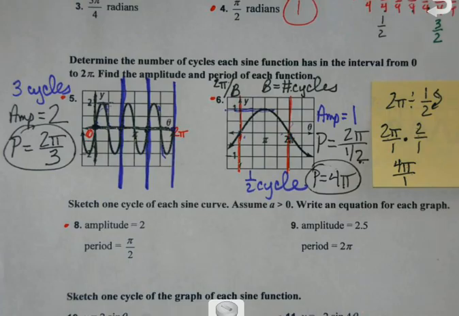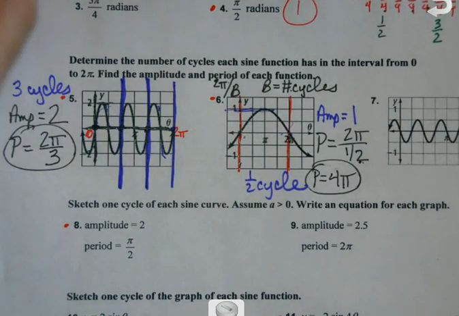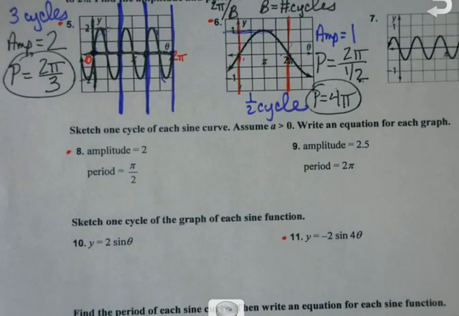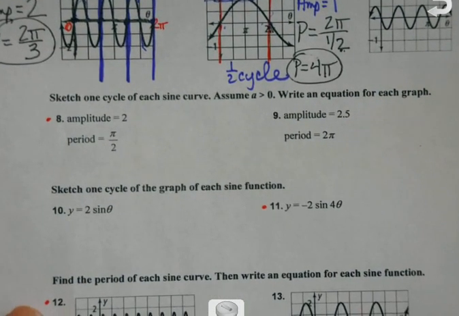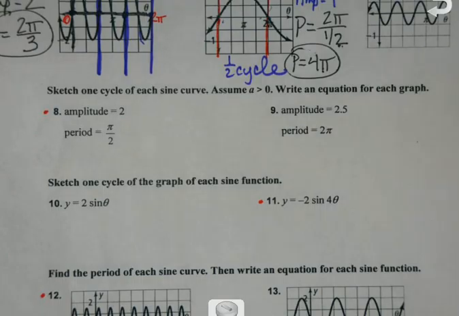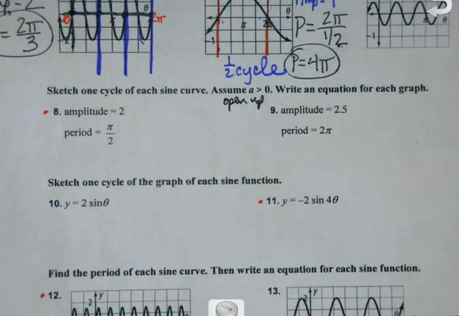So that's one way we can look at it. And again, we're kind of using this as a note/help sheet, because we'll see this again coming up, but I want to make sure we've really got this. Okay, sketch one cycle of the sine curve. Assume a is greater than 0, which means it's going to open up to start. Write an equation for each graph.